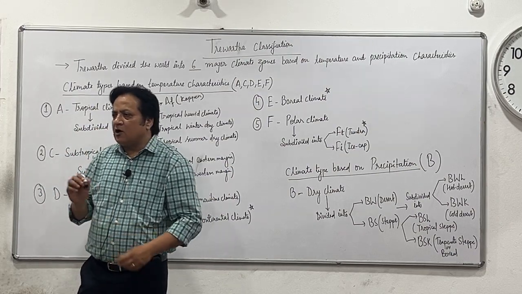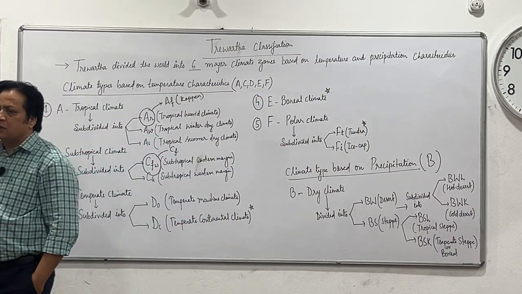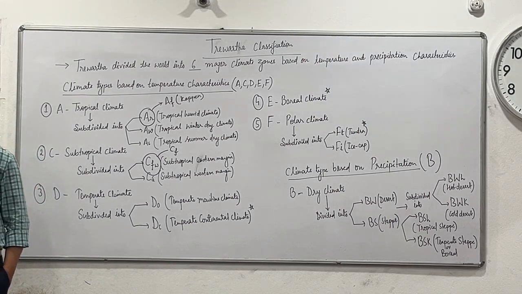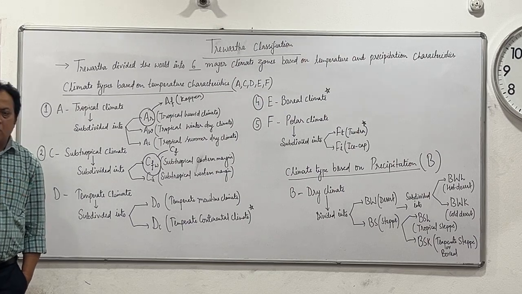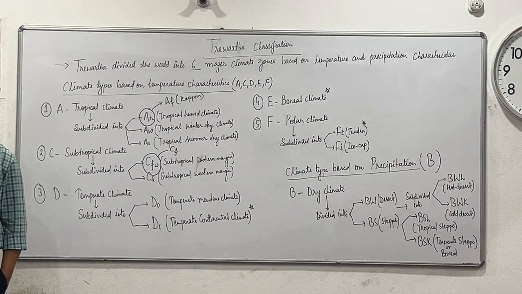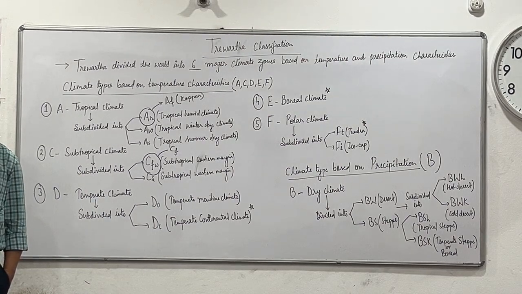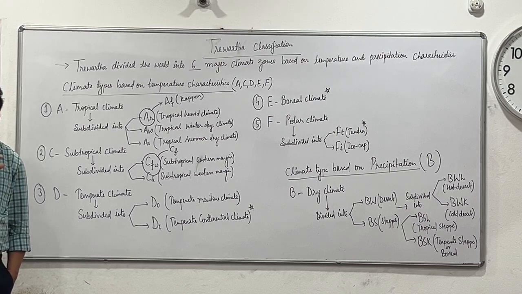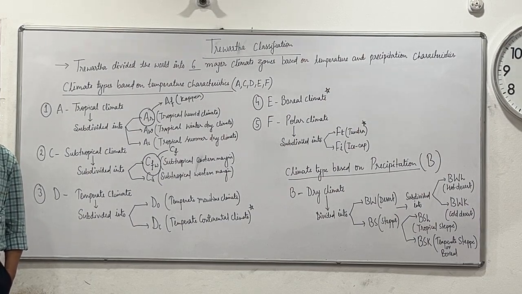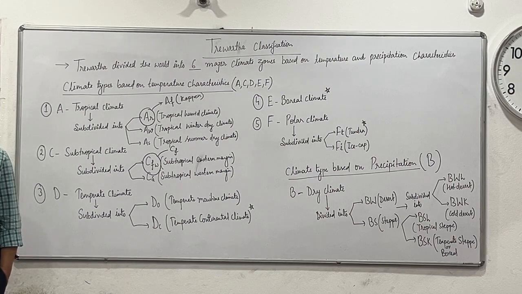So what you have to do here is keep in mind the minor differences between the Koppen and Trivarta classifications. Normally you will find questions coming from this topic where a comparative analysis of the Trivarta and Koppen classifications is demanded. You just have to focus more on the differences, because the similarities are very high. You will find a large number of similarities here. Differences are few, and you have to focus on the differences.